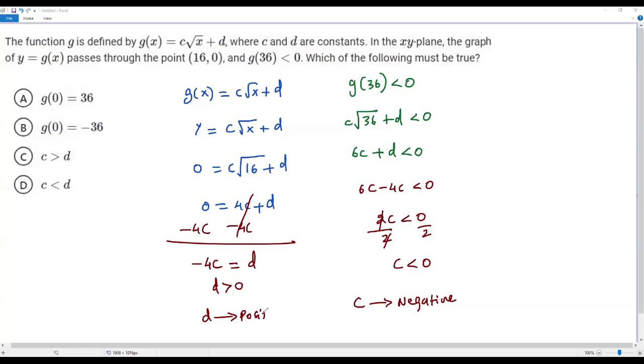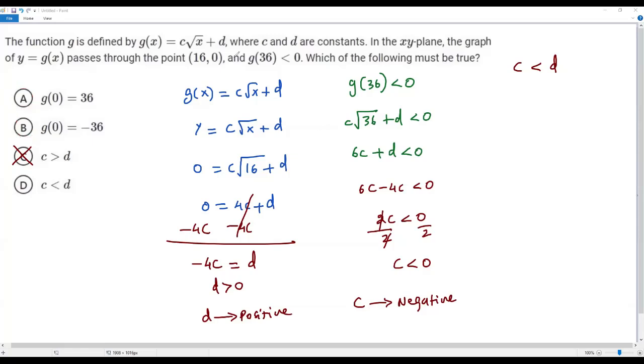Let me write over here. Now I don't have the exact values of c and d, but I know that d is positive and c is negative. So a negative value is always less than a positive value. That means the negative value c has to be less than the positive value d. So we find that c less than d in option D. So option C cannot be correct. So from the work I've done, I get to know that option D can be correct for this question. Anyway, we have to verify the other two options, A and B.